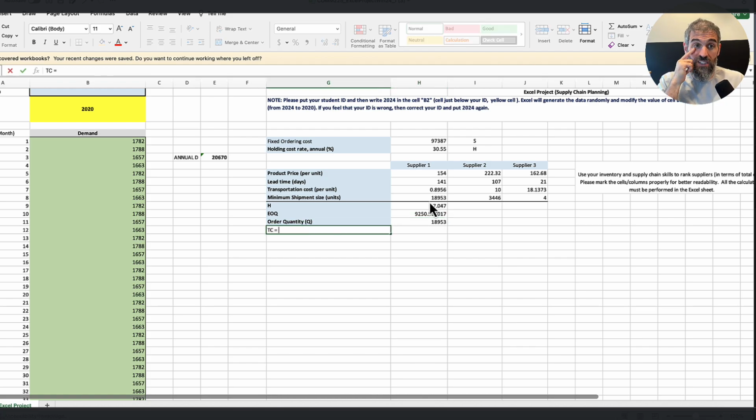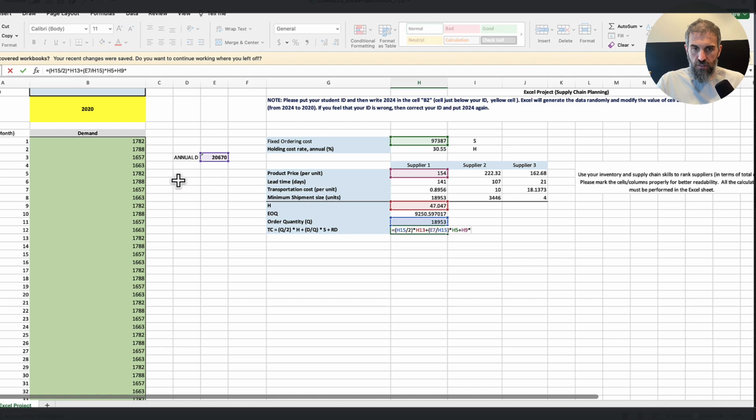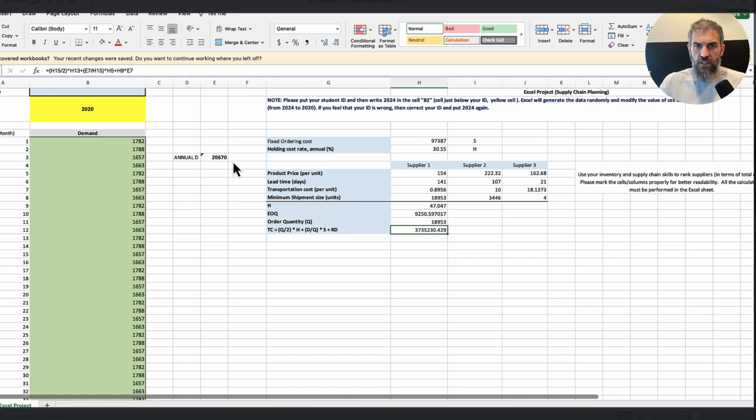So for this, we're going to use the quantity discount formula, which is Q over 2 times H plus D over Q times S plus RD. So Q, the number you just put there, over 2 times H plus D, annual demand, over Q times S plus R, that's your product price, times annual demand. So my total inventory cost for this supplier is about 3.7 million.